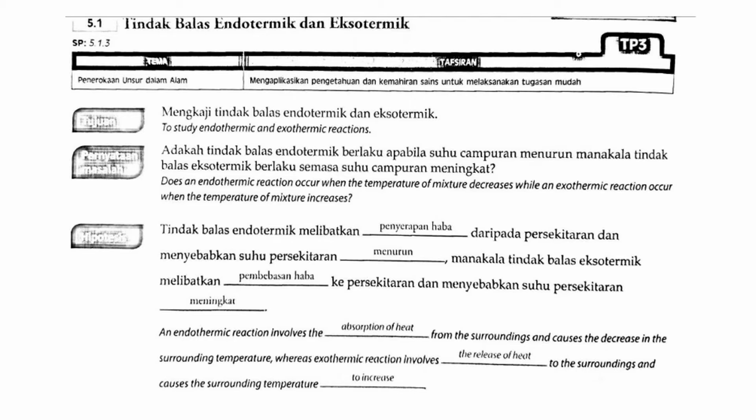Hypothesis: an endothermic reaction involves the absorption of heat from the surroundings and causes the decrease in the surrounding temperature, whereas an exothermic reaction involves the release of heat to the surroundings and causes the surrounding temperature to increase.